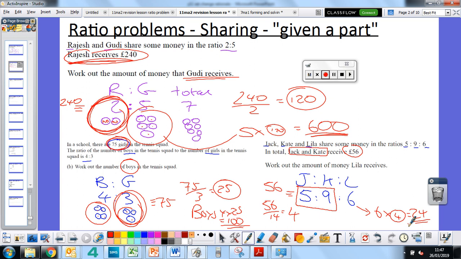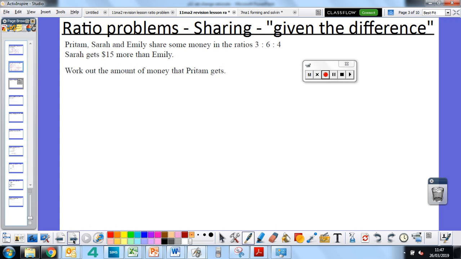So those are ratio splitting problems where they give you one part, or as we saw with the J and the K here, some of the parts but not the whole. Final type of example for these types of problems is one where they give you the difference between some of the ratios. And again, we can model it in just the same way.